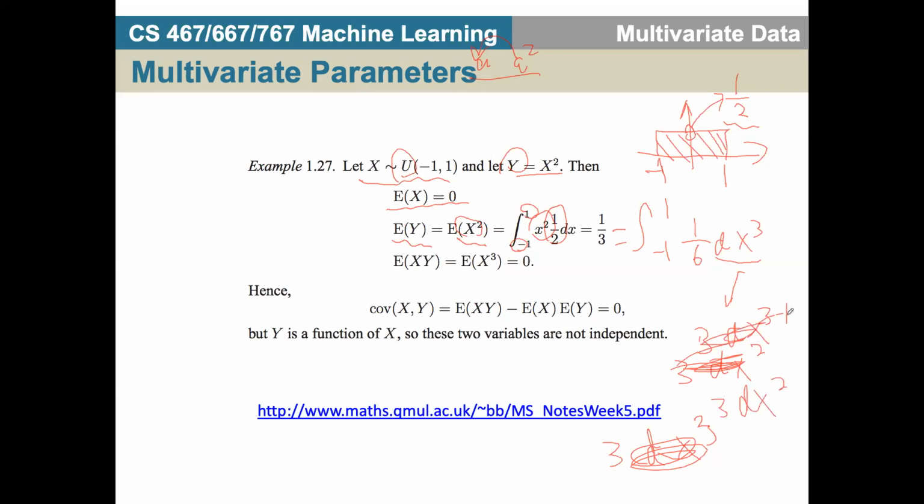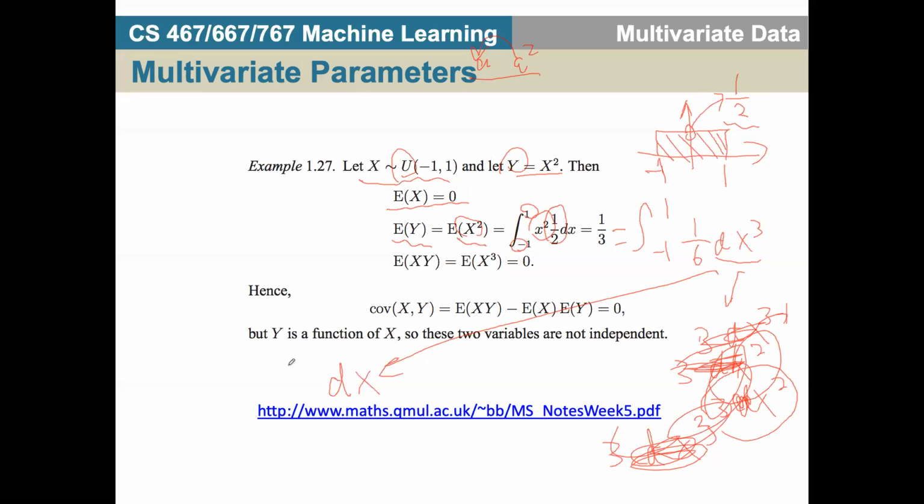Okay, let's do this. Actually, we have some notation error, so let's ignore this. It's been a long time since I did the integral. We are still taking the derivative with respect to x. X squared dx is equal to 1/3 dx cubed.